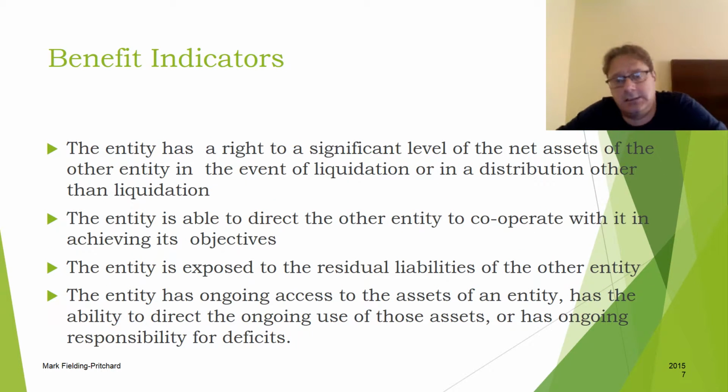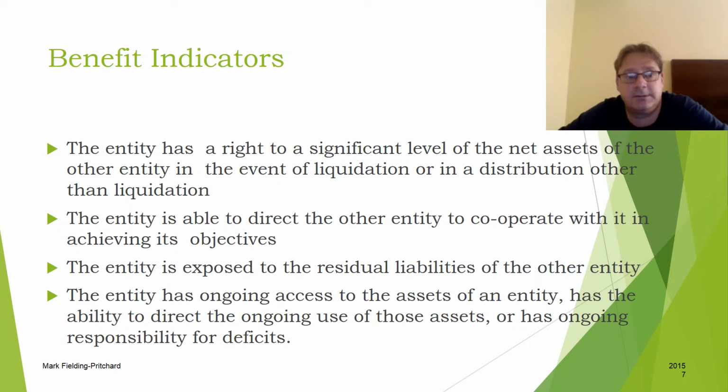Right, and so we go on. So other benefit indicators. When we're talking about the entity, so once again, we are company A, there is another company, company X, and the question is, do we control them, and control them in such a way that we have to consolidate them. So here the entity, which is going to be your company A, has the right to a significant level of net assets in the event of a liquidation, is able to direct the other to cooperate with it in achieving its objectives, and is exposed to residual liabilities, and has ongoing access to the entity.